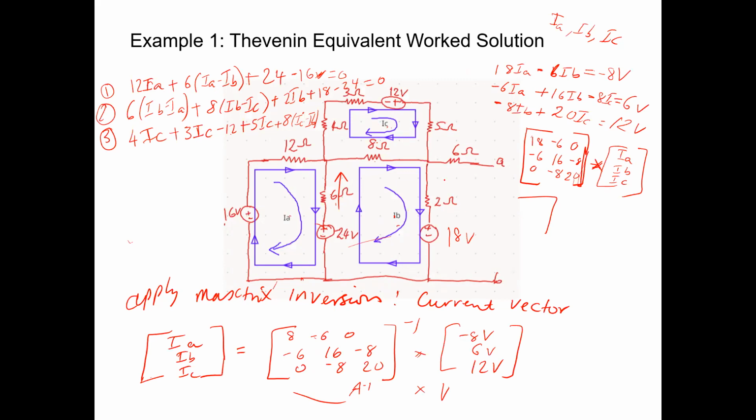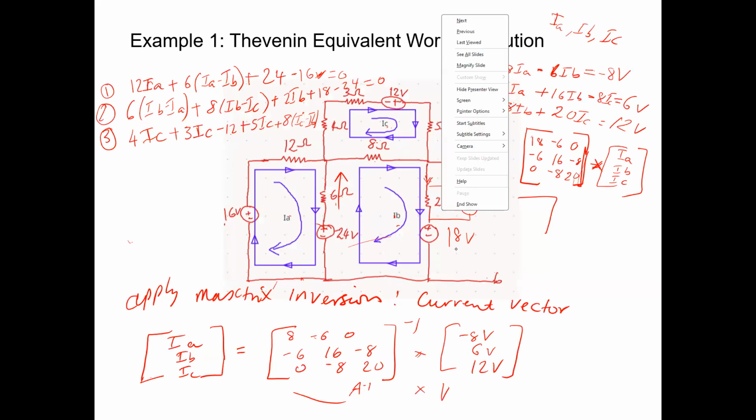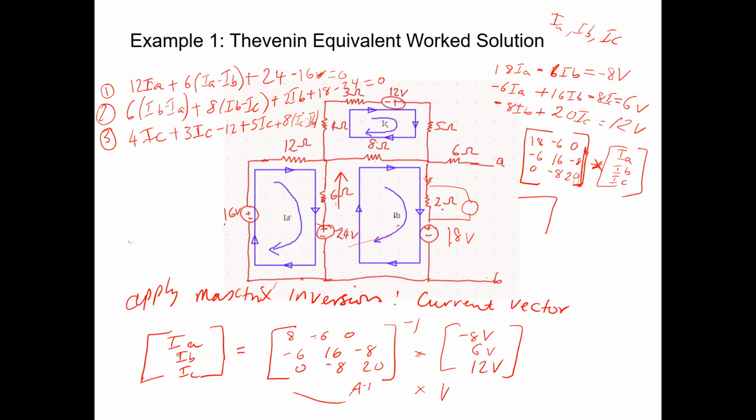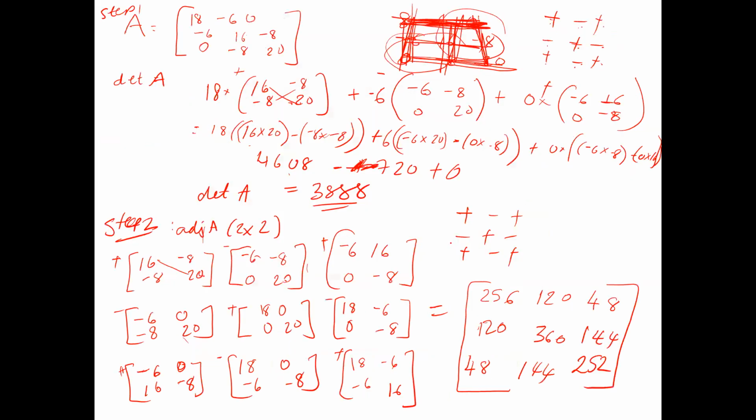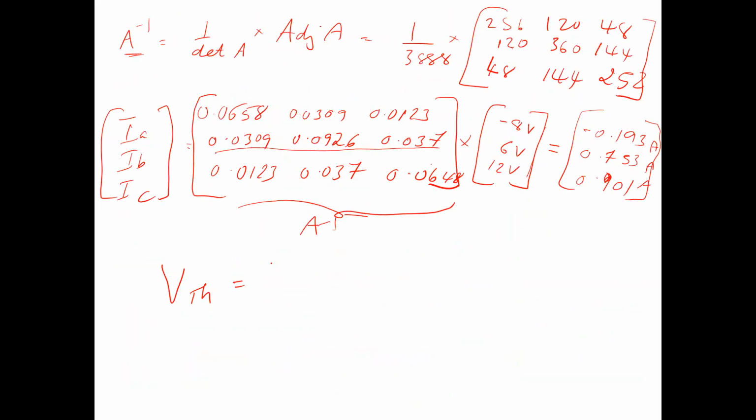Now Thevenin is across A and B. So for Thevenin, we have 18 volt, and we need to find the voltage drop across here as well, because we know the current IB coming this way. IB times 2 volt plus the voltage 18 volt, isn't it? So that is 2 times IB plus 18 volt.